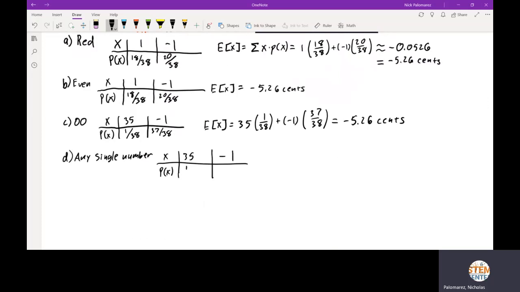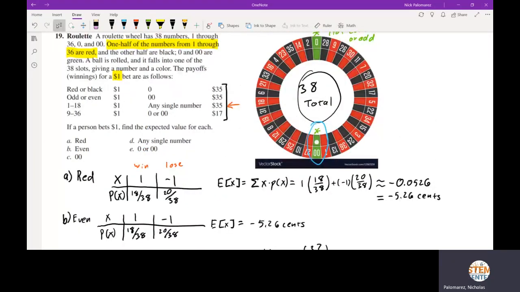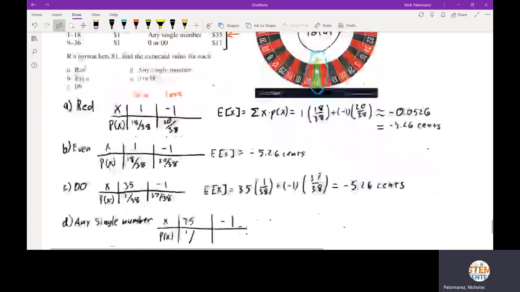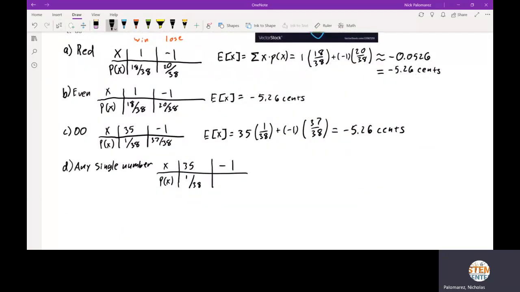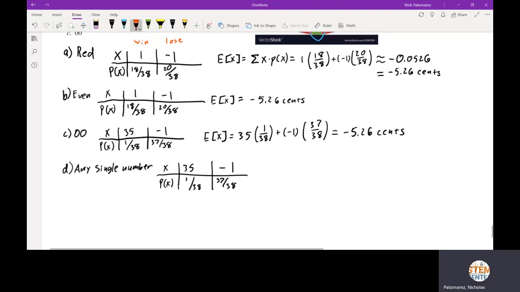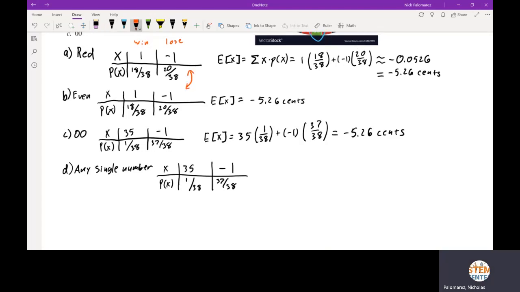The probability of landing on any single number, if I pick any single number, well, there's only one copy of every number on the wheel. There's only one 30, there's only one 11, only one 17. So we have a 1 out of 38 chance of winning, and the other 37 slots on the wheel will be losers for us. And we notice that just as the red and even probability distributions were the same, the 00 and any single number probability distributions are the exact same. So our expected value comes out to be negative 5.26 cents. We don't even need to really do the work since our distribution is the exact same.